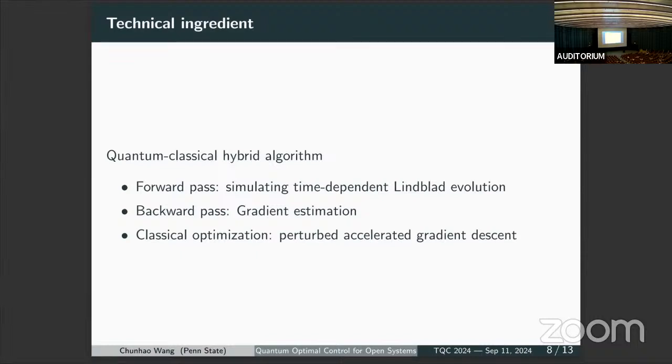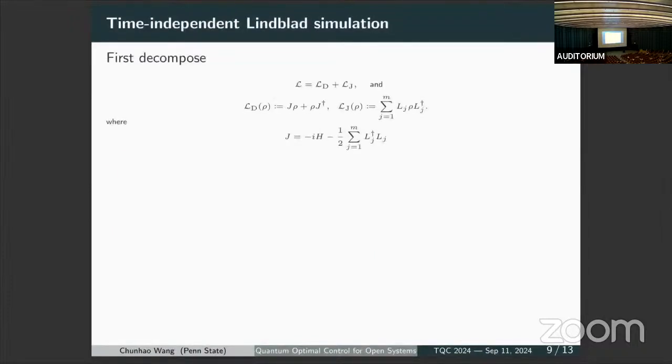And then let me first talk about the first pass, simulating time-dependent Lindblad evolution. The simulation of time-dependent Lindblad evolution is based on time-independent Lindblad simulation. So I will explain this time-independent case, and then I will show how to generalize this to the time-dependent case. For this Lindbladian, we can decompose it into two parts. This L sub D is called the drift part, and L sub J is called the jump part.